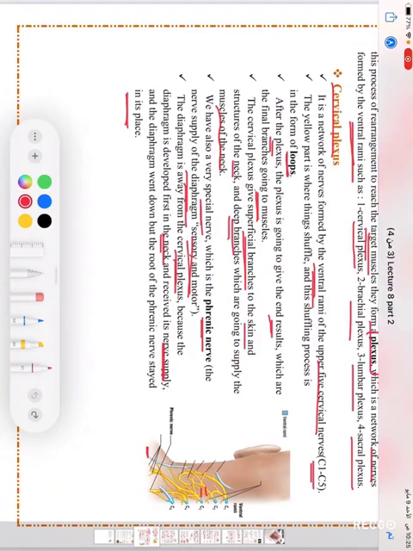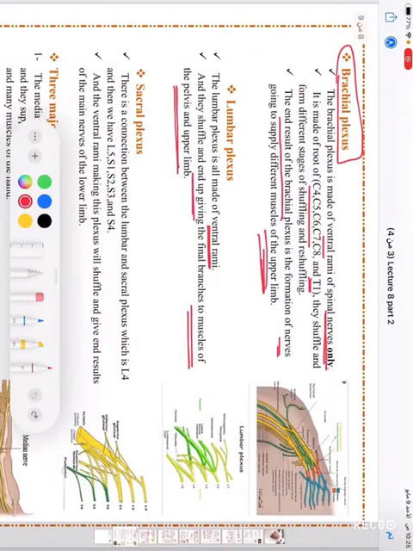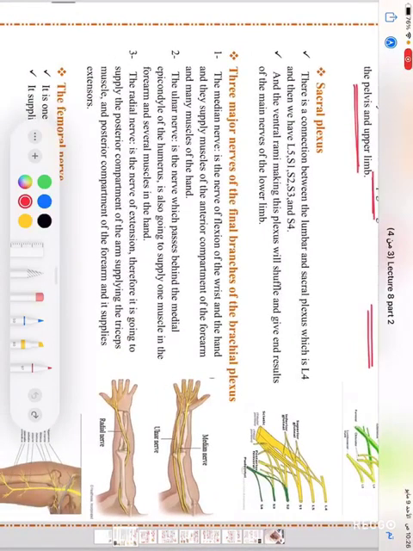Okay, and the branches supply the muscles of the neck. The brachial plexus is responsible for supplying the upper limb, and the lumbar plexus supplies the pelvis. Sacral plexus: this is a connection between the lumbar and sacral plexus, which is from lumbar 4, lumbar 5, and sacral 1, sacral 2, sacral 3, and sacral 4.